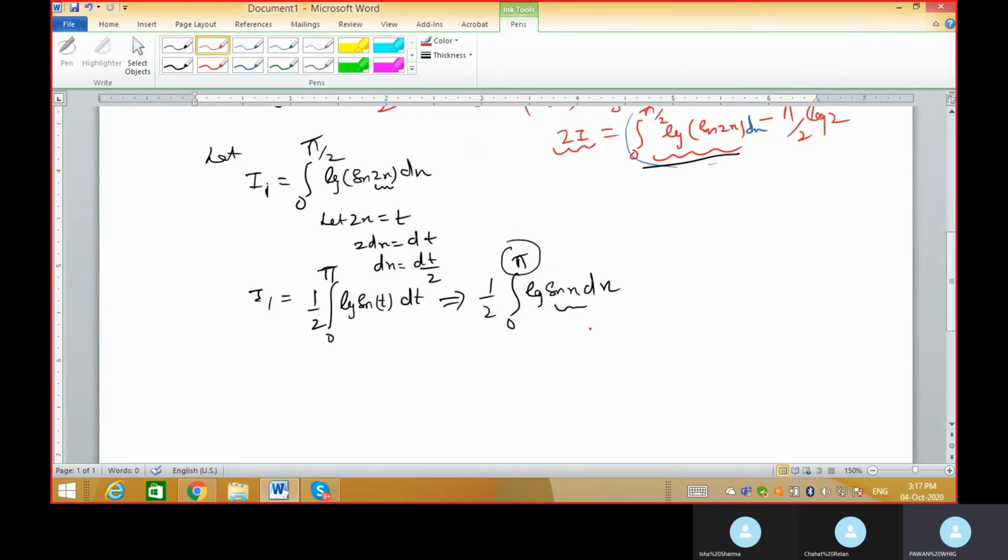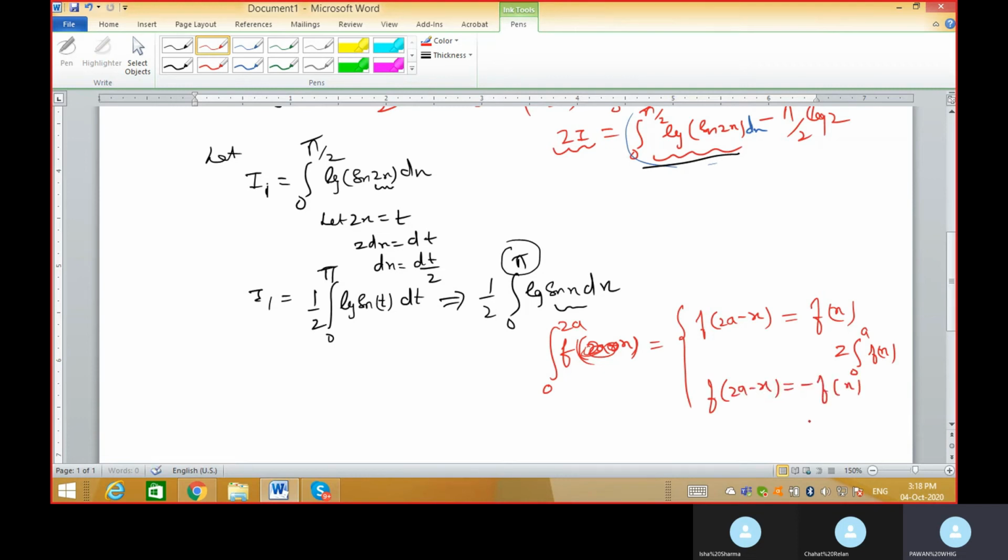So here you have to remember one property. There is another property in a definite integral: the integration from 0 to 2a of f of x. For this you have to check f of 2a minus x. If f of 2a minus x is equal to f of x, then your integration would be twice the integral from 0 to a of f of x. And if f of 2a minus x is equal to minus f of x, then the integration would be 0.